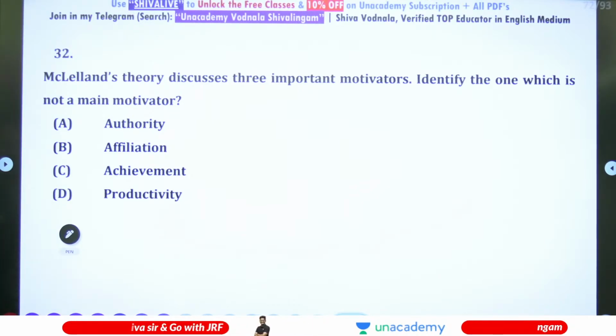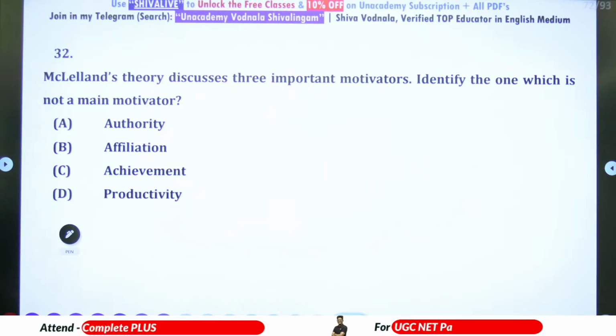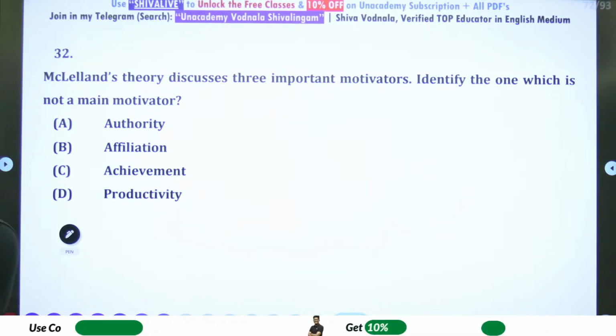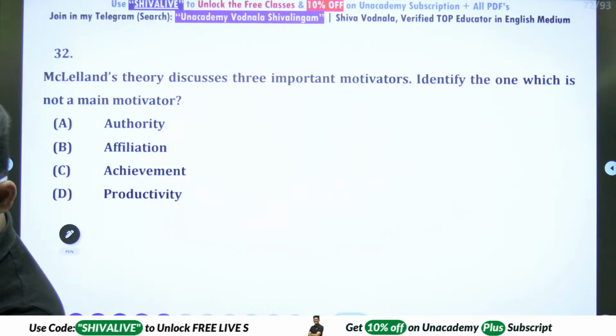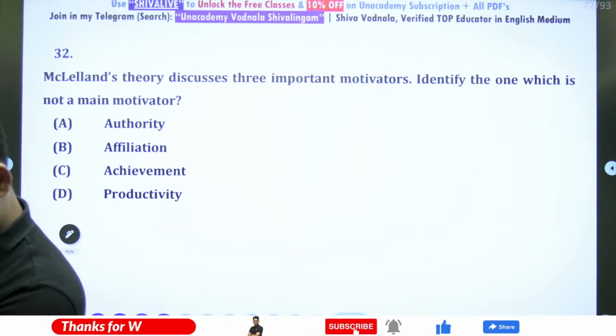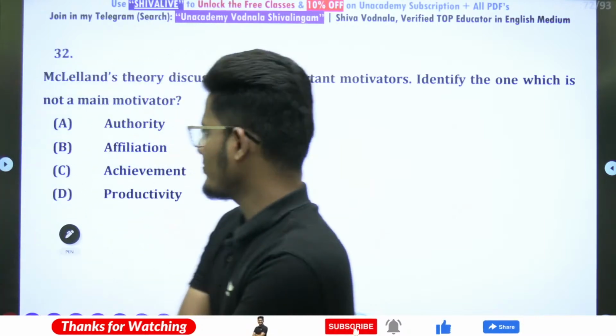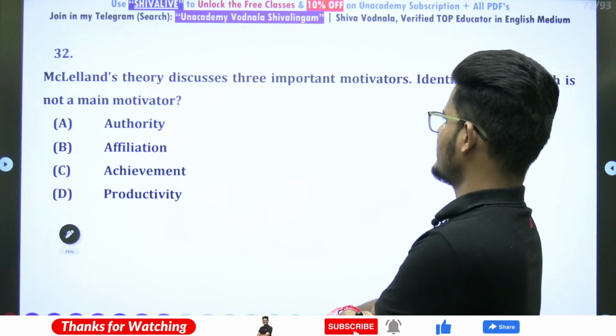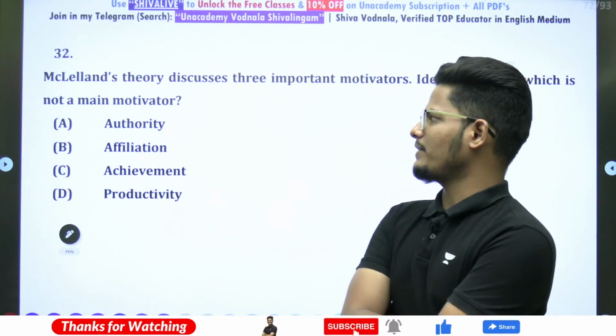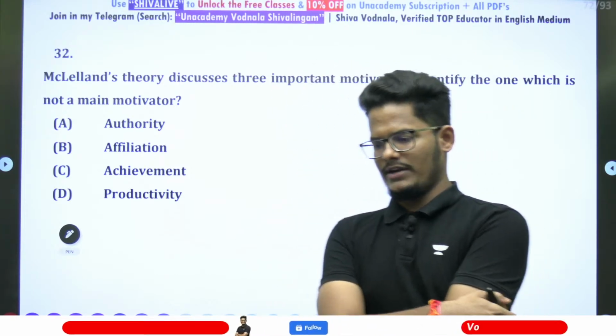McClelland theory discusses 3 important motivators. Identify one which is not a main motivator. Yeah, continuous, infinite life, going concern. McClelland theory discusses 3 important motivators. Identify which of the following is not a main motivator.